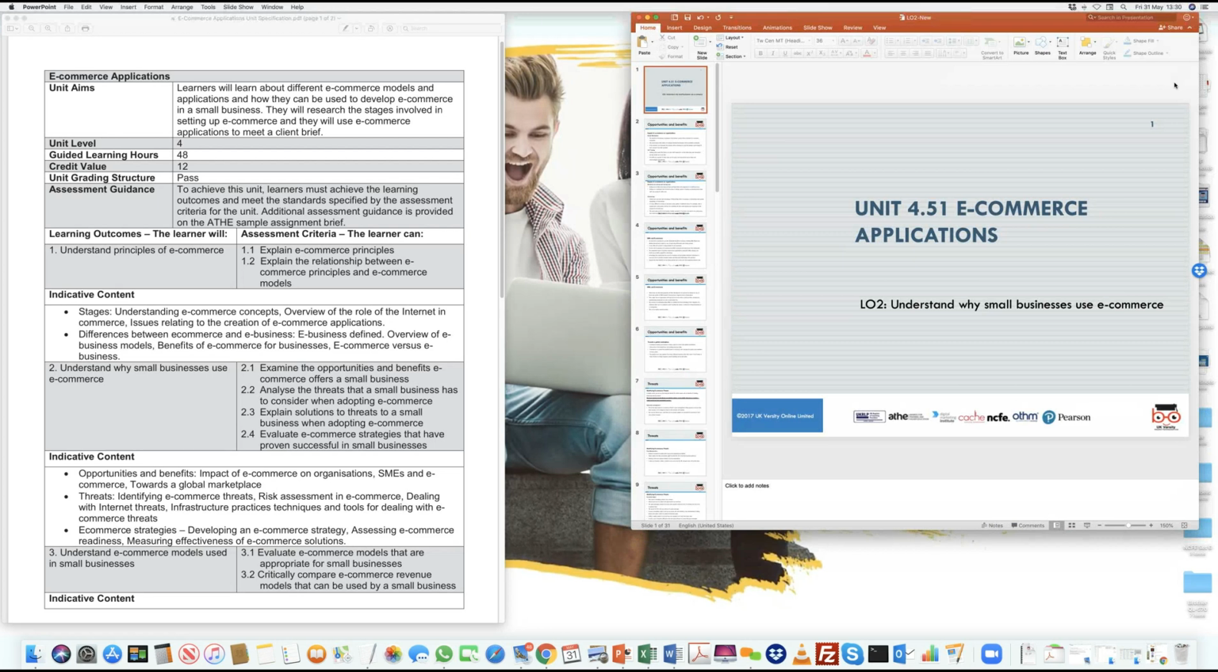We're good. That's fine. So this helps us nicely recap learning outcome one, because to understand the e-commerce principle.